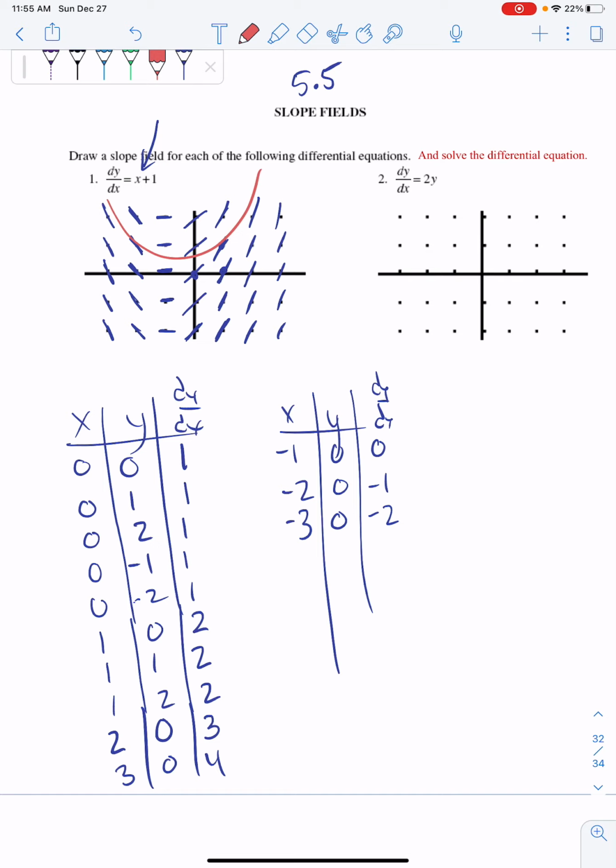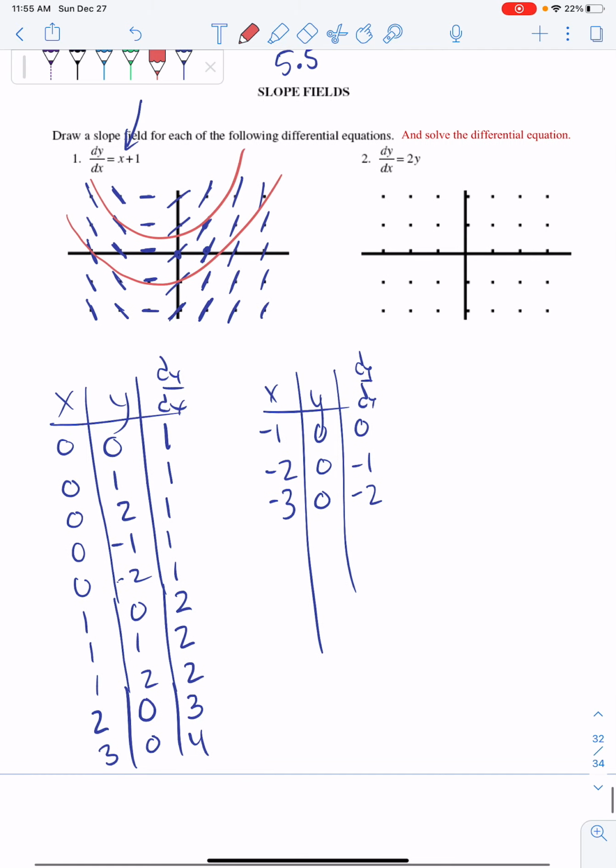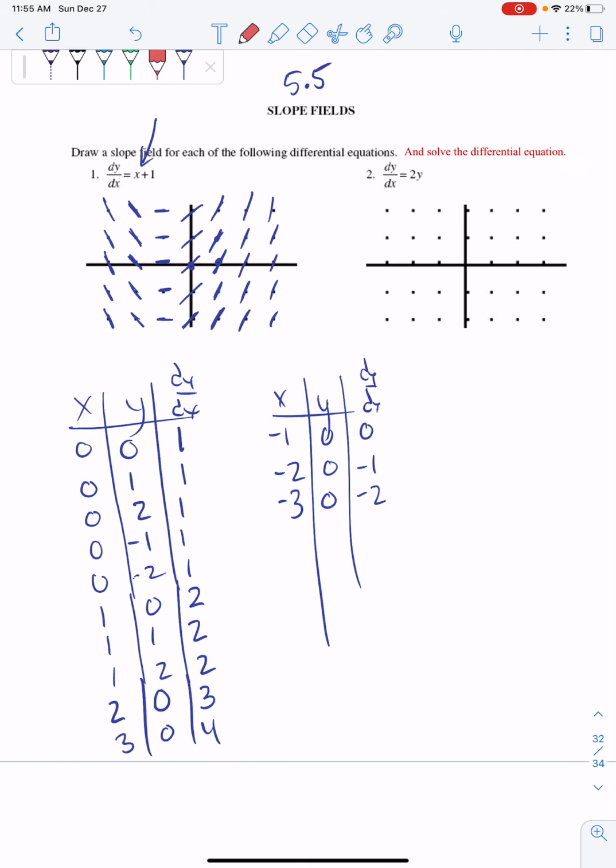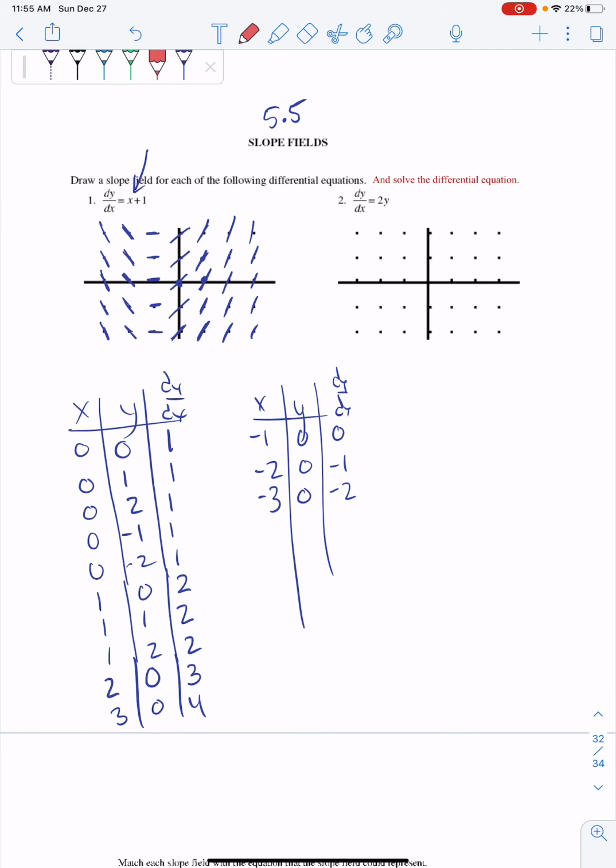If I look at my slope field, it doesn't matter where I'm shifted up. Whoops, that was not accurate. It doesn't matter where I'm at, but the shape of my graph is going to be some sort of parabola. Wherever it's at, it's going to be a parabola, okay?